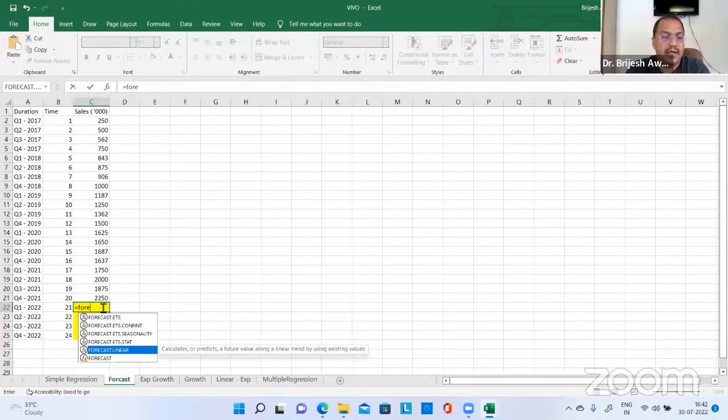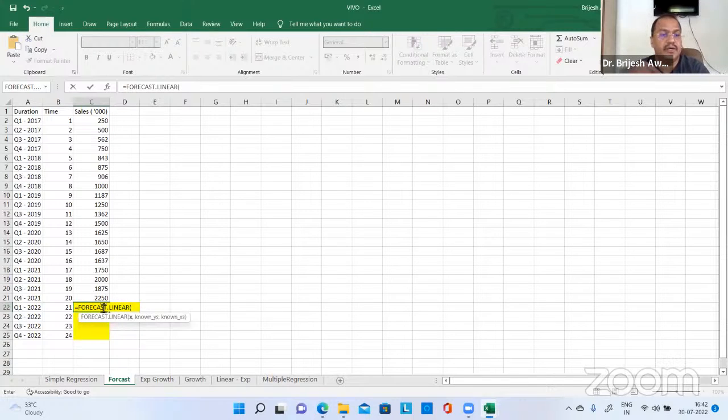How will I calculate? When I type forecast, I have got so many functions which are related to forecasting, and I'm going to take this FORECAST.LINEAR, and you can see this function requires the value of x. X is your independent value, right? So I'm going to take the value 21 because I'm going to do the forecast for Q1 2022, and according to the serial number which I gave in the series, that is 21. So I just click into that B22 cell where 21 is written.